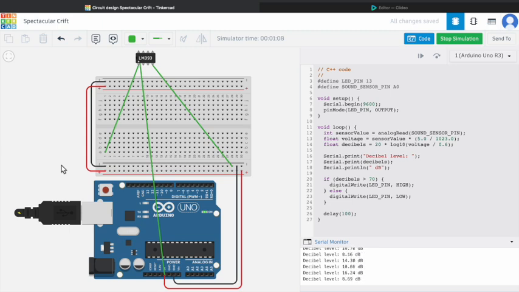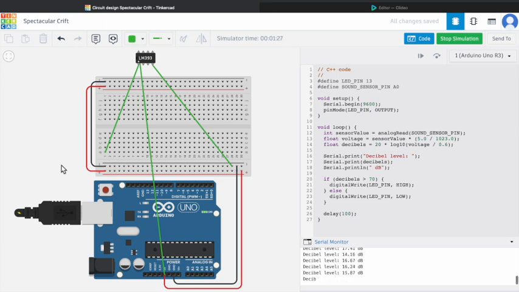Next is LED control. If the decibel level is higher than 70 decibels, the LED connected to pin 13 is turned on. And the last one is loop delay. The delay function ensures the loop doesn't run too frequently, providing a brief pause of 100 milliseconds between readings.